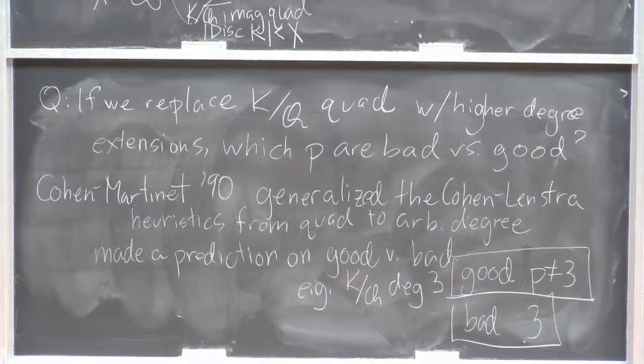And this is actually like the beginning of a great story. So then 4 years later, in 1994, they had been looking at data that people had produced of class groups of cubic fields, and they wrote a paper called "Some Good Primes Are Not So Good." And they thought that maybe 2 would be bad.